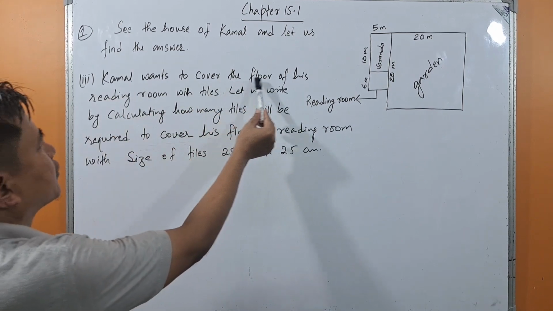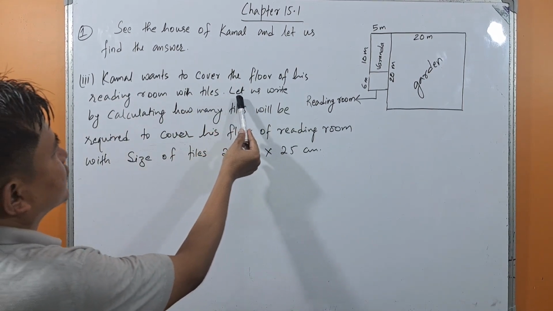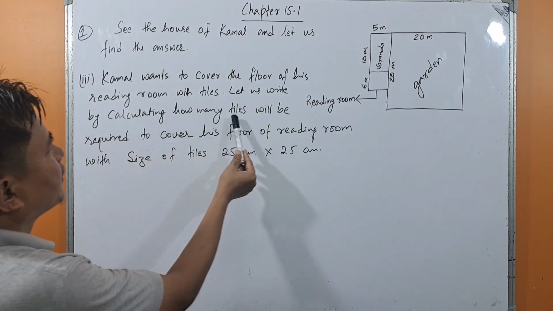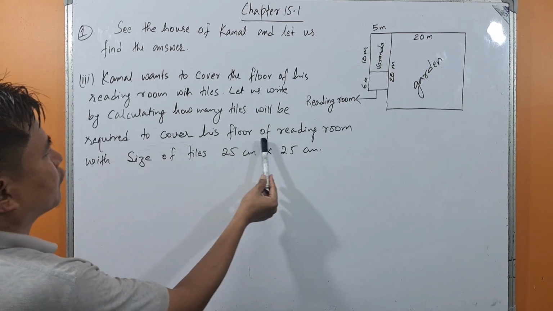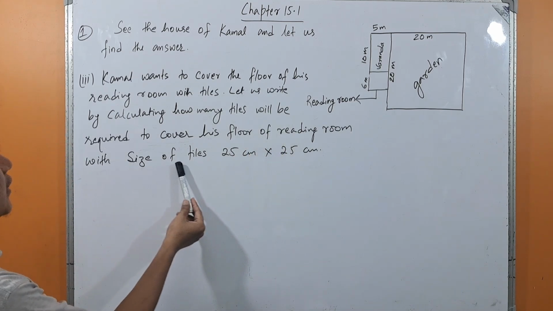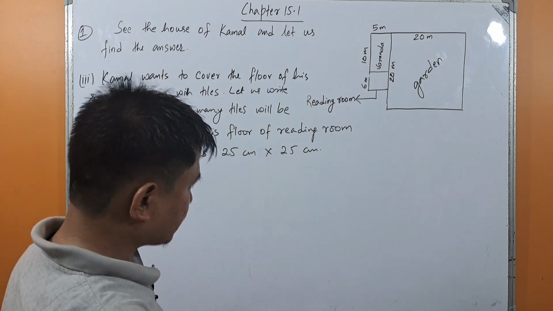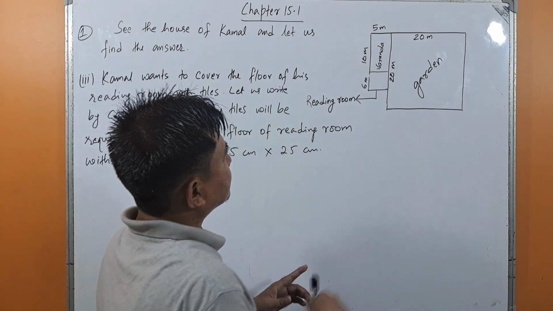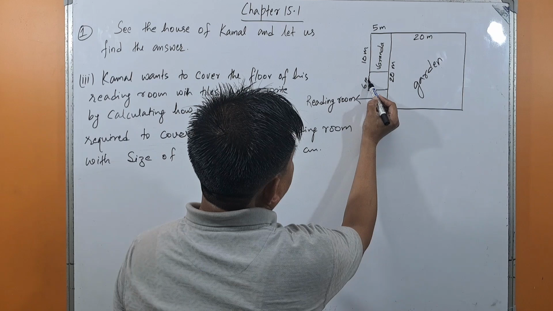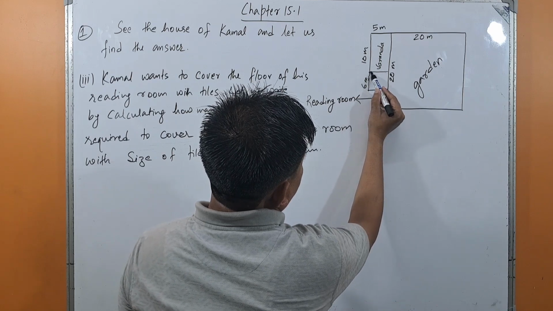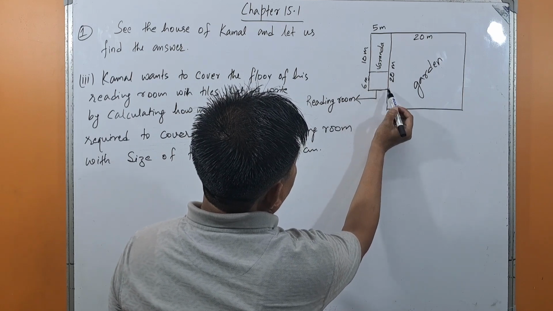Kamal wants to cover the floor of his reading room with tiles. Let us write by calculating how many tiles will be required to cover his floor of reading room with size of tiles 25 centimeter times 25 centimeter. So this is the question. Let us first see the reading room. This is the reading room, isn't it? This is the reading room of Kamal's house.